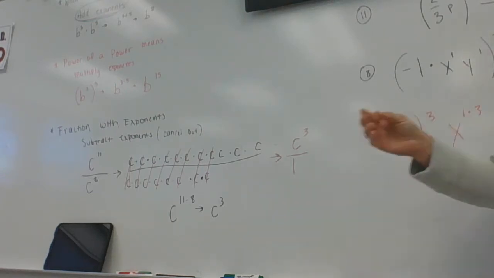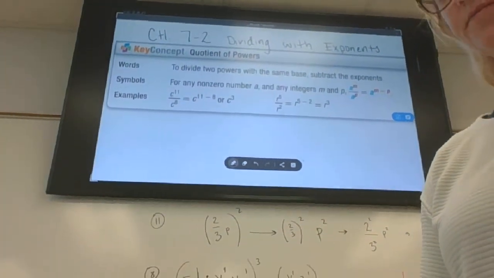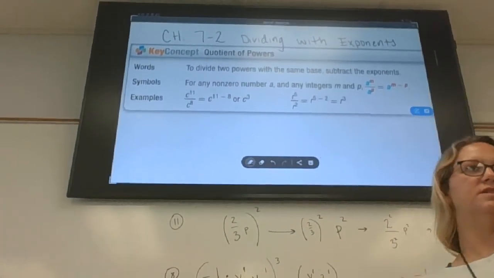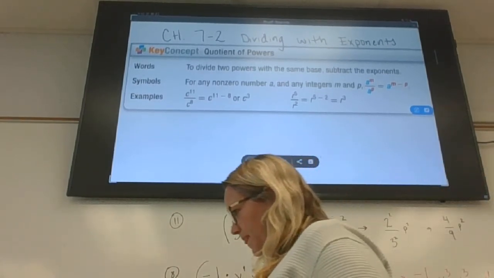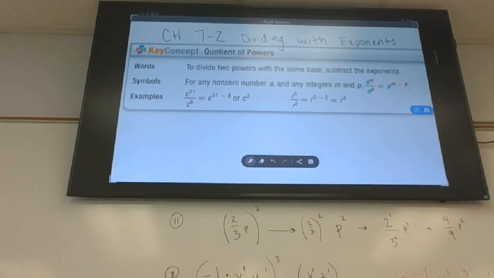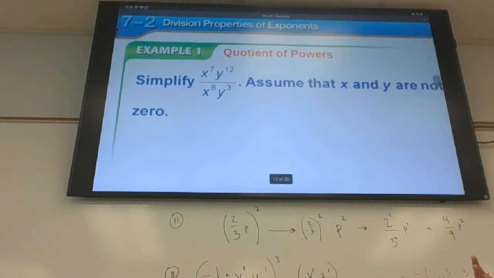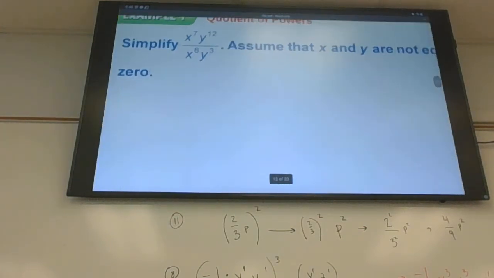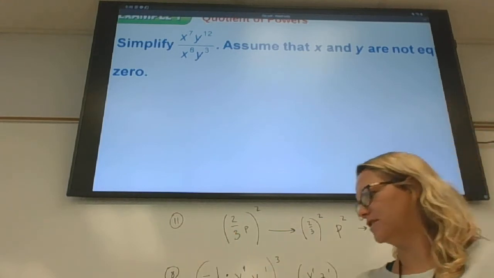So what do you think is better, writing them all out or just subtracting them? Thumbs up if you've subtracted exponents before. Examples are more difficult than your homework, I just want to say. We're going to see some tricky stuff here. Hope the first one's not too tricky. Okay, first one looks doable. I think it's the third one that's very difficult.